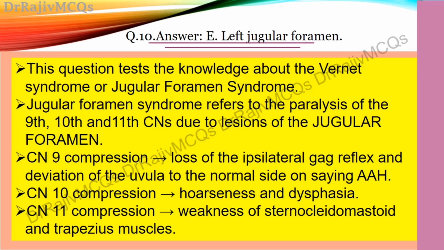Accessory nerve compression leads to drooping of the shoulder, difficulties in abducting the ipsilateral arm, and rotating the head contralaterally due to weakness of sternocleidomastoid and trapezius muscles. From the above discussion, it is clear that the clinical features in this patient are due to metastatic deposits compressing the nerves passing through the left jugular foramen.